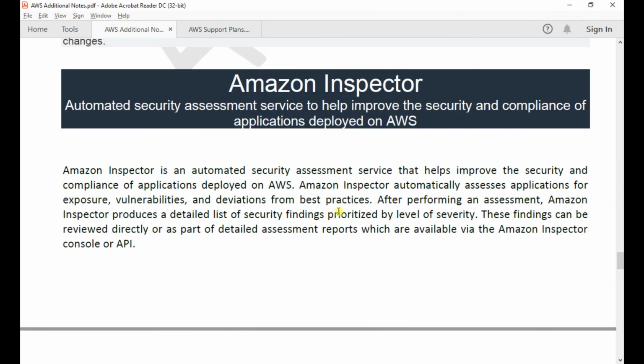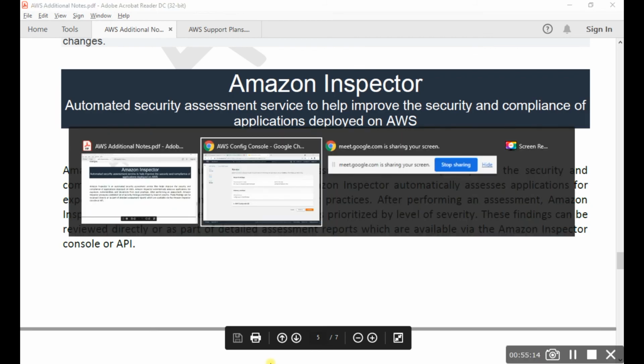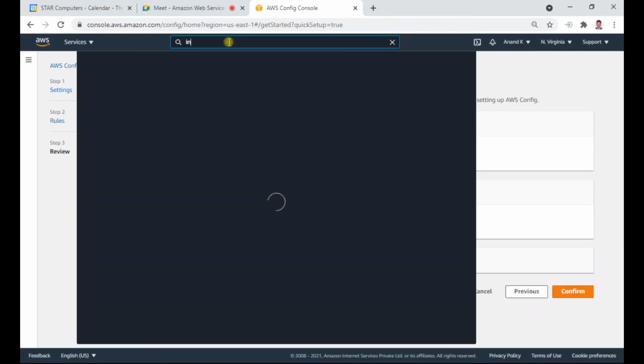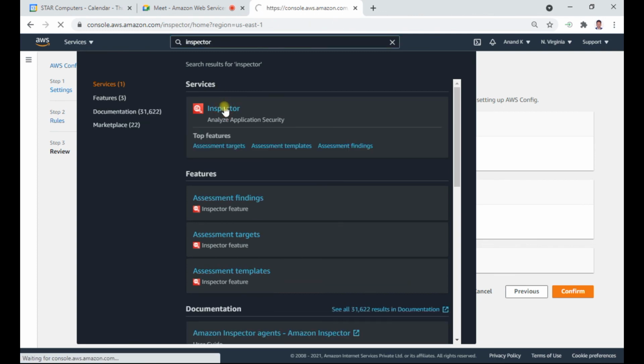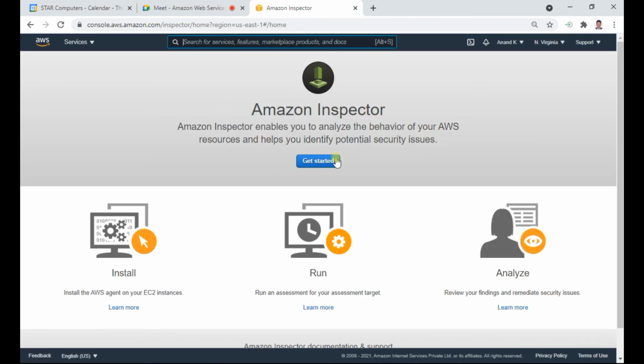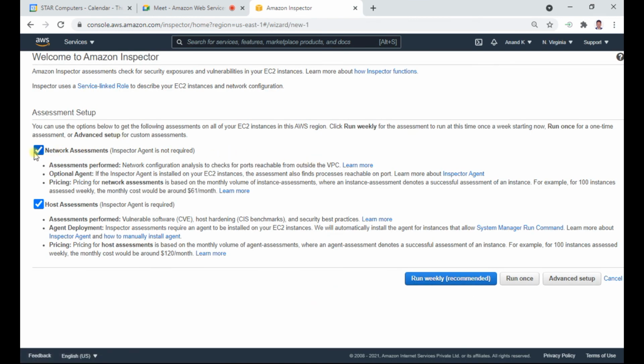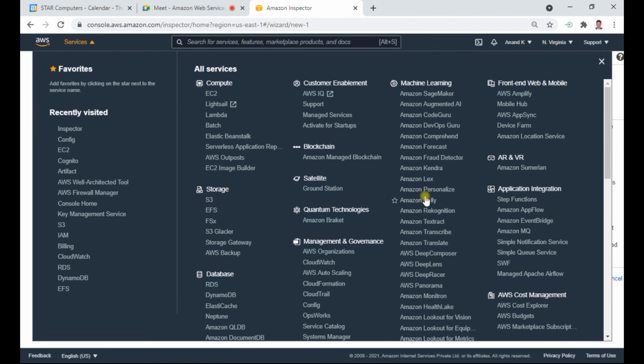So this is about AWS Inspector, Amazon Inspector. You have this service also. Inspector analyzes the security. These are all the features in security itself. You can get started with network assessment, host assessment, and I think you can run weekly or run once. You can trigger it, it will be done, and then the report will be presented. So that's all about these security concepts in brief, which I wanted to discuss.